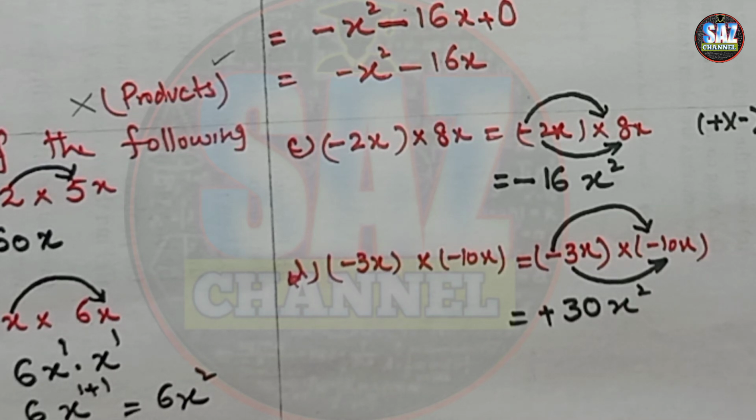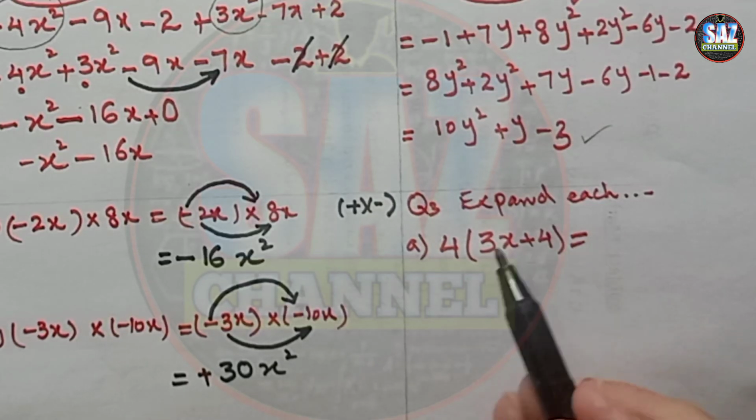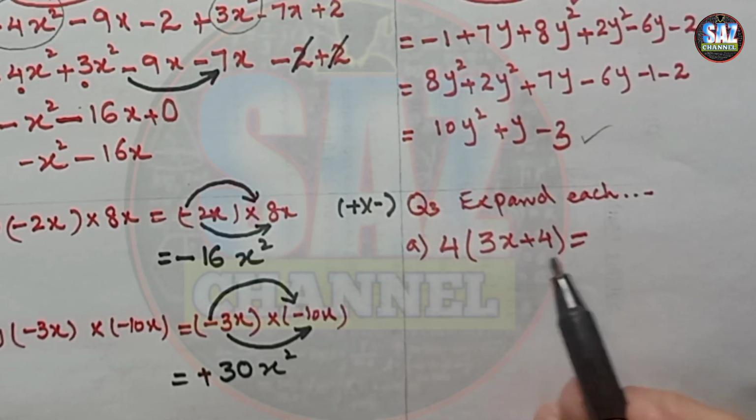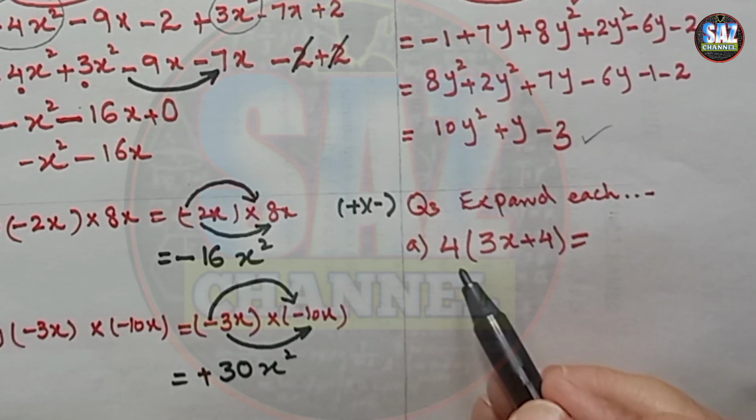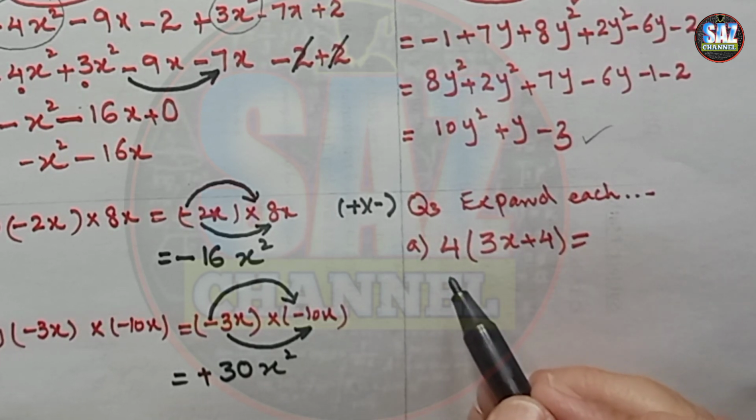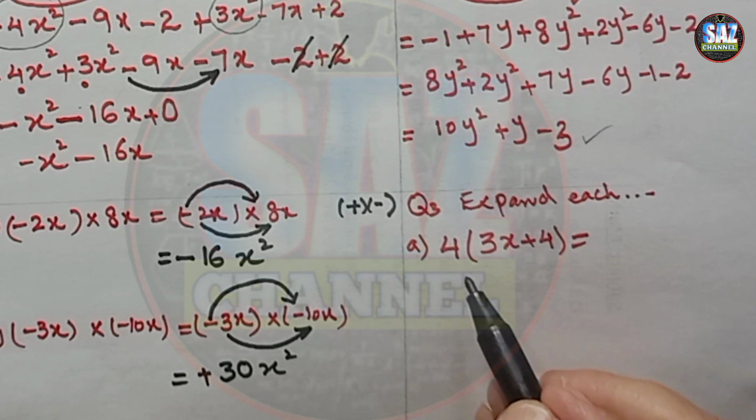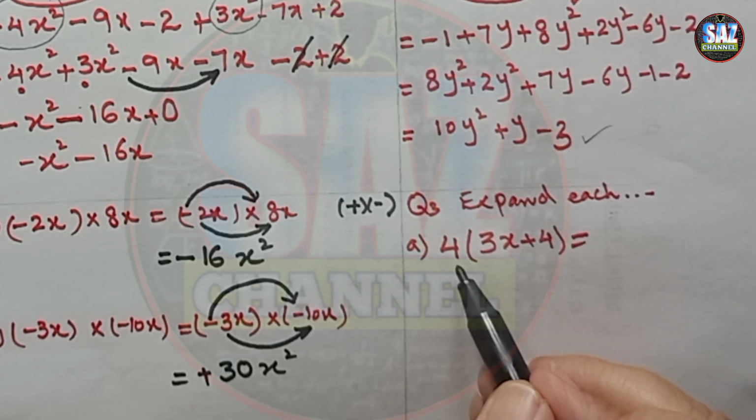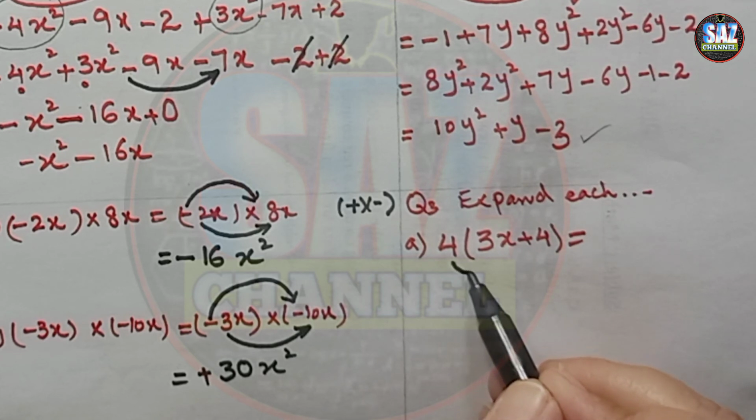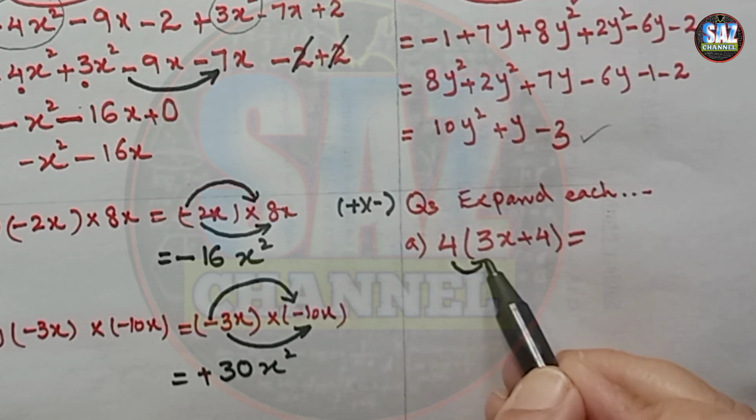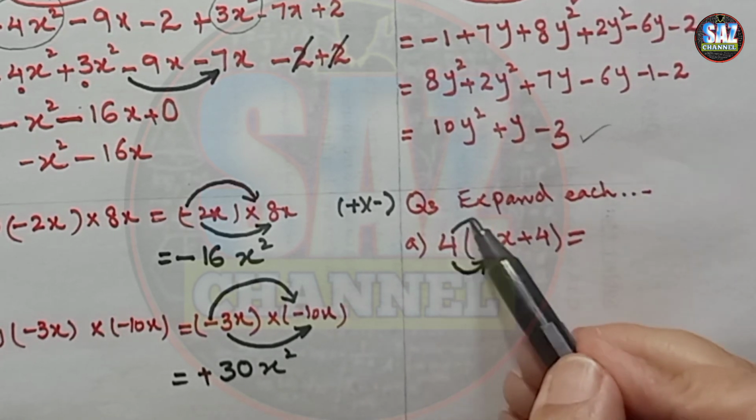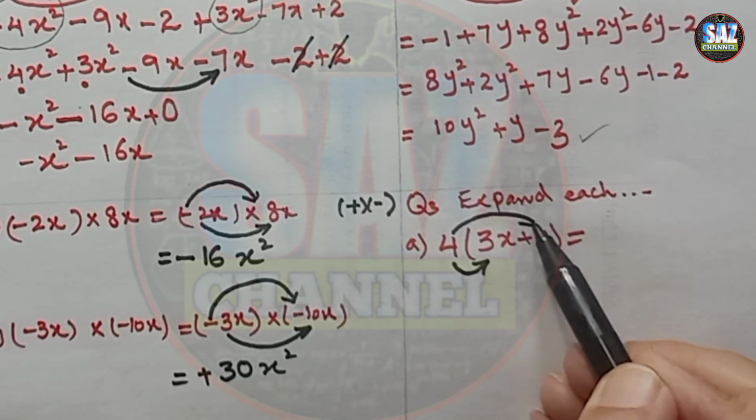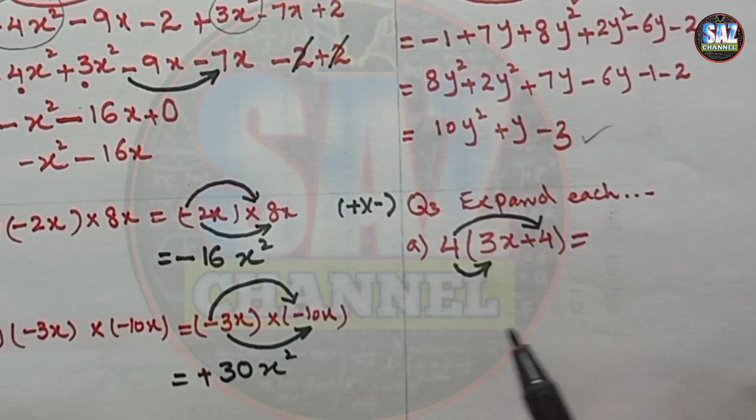Moving to question number 3, and it says expand each of the following. Okay, the first part is 4 into 3x plus 4. So what we have to do, recall the meaning of the term expansion: it means to remove the bracket. Okay, so I have to carefully multiply the constant which is outside the bracket with every term inside the bracket, or we have to apply the distributive property.